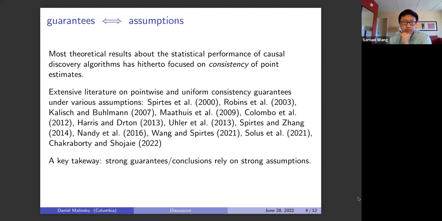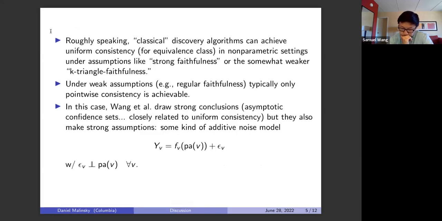And this is just a kind of partial list of papers over the last 20 years or so that I think have tried to tackle this problem in one way or another. A key takeaway of a lot of that literature is that strong guarantees or strong conclusions will necessarily rely on strong assumptions about the data generating process. In particular, uniform guarantees are going to be stronger than point-wise guarantees.